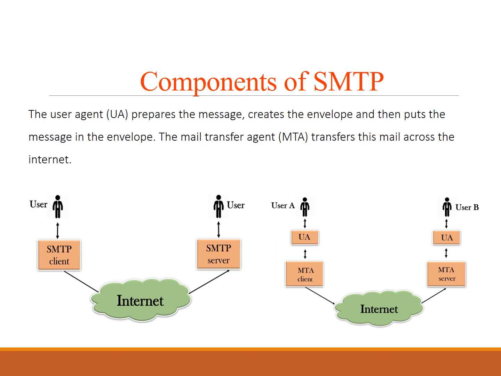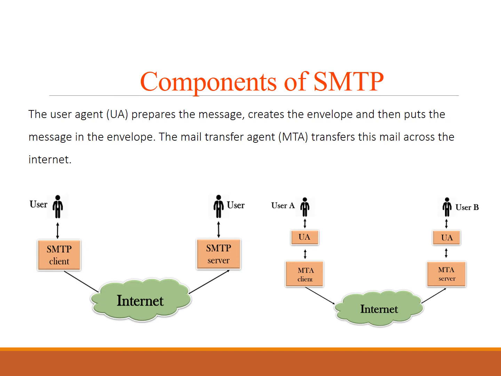This is a diagram representing the components of SMTP and how the SMTP client connects with the SMTP server of different users. User A is going to connect with user B. The SMTP client is requesting the internet to access the SMTP server. The server is providing permission to the client. Then the client is communicating with the server through the internet.